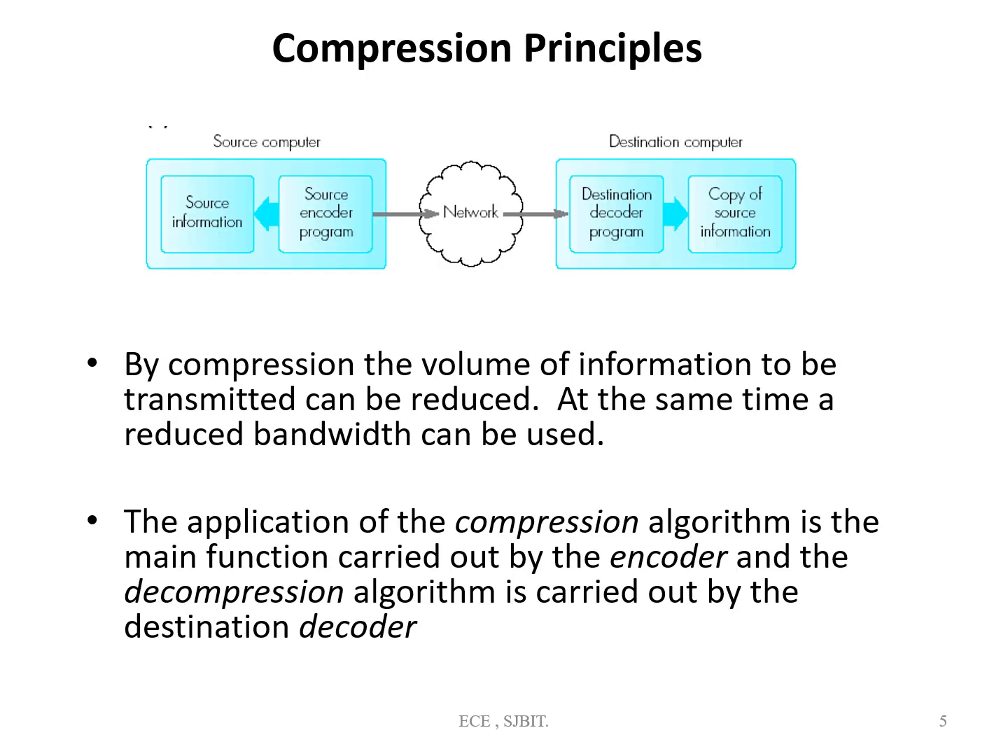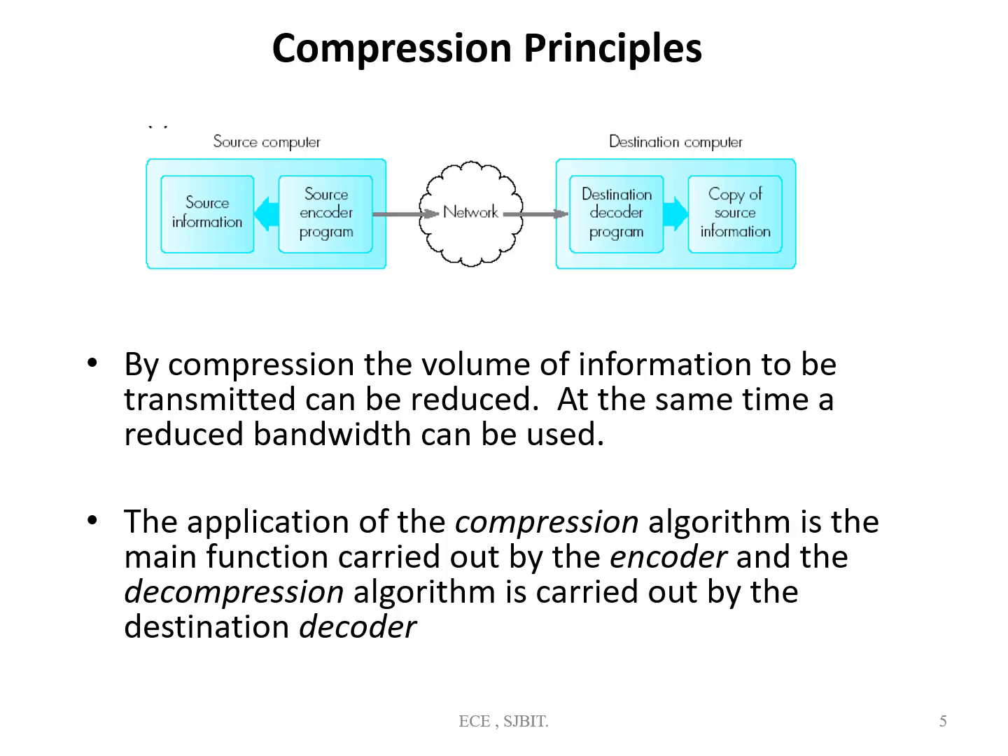Now the image compression principles. In image compression, the main intention is that by compression, the volume of the information to be transmitted can be reduced. At the same time, the reduced bandwidth can also be used. The application of the compression algorithm is the main function carried out by the encoder, and the decompression algorithm is carried out by the destination decoder.